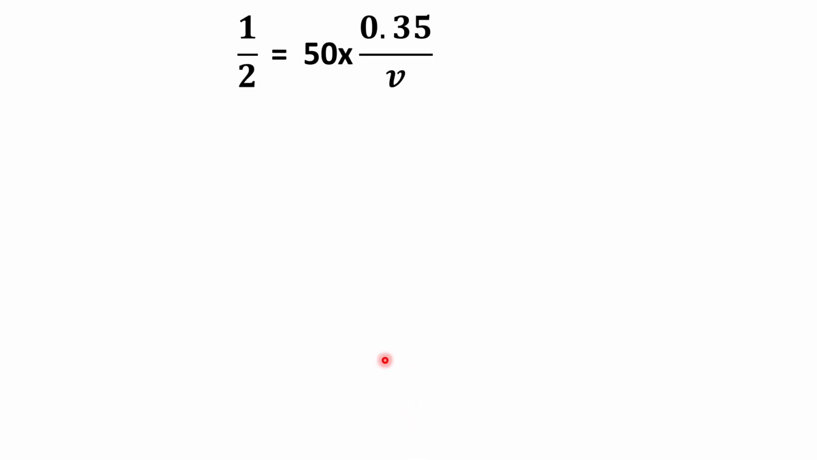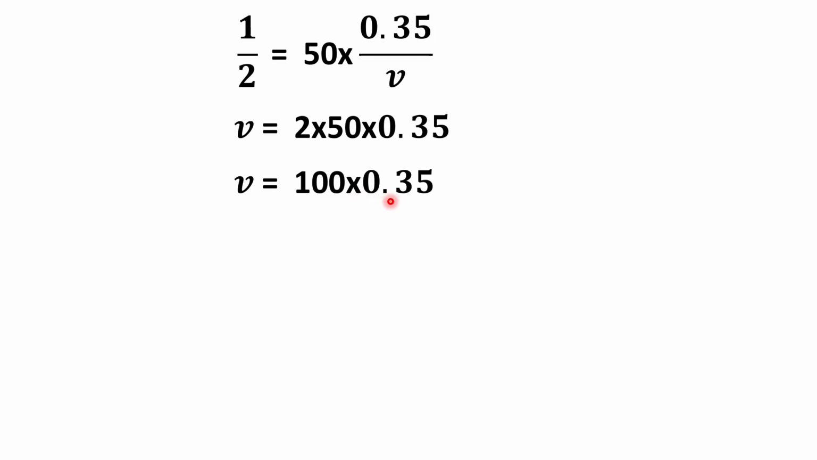Now we will use cross multiplication. This V will multiply with here, so this will become V, and this 2 will multiply with this value. So the equation will become V equal to 2 into 50 into 0.35. Now 2 into 50 equals 100, 100 into 0.35 equals 35. So the speed is equal to 35 miles per hour. So this is the correct answer.